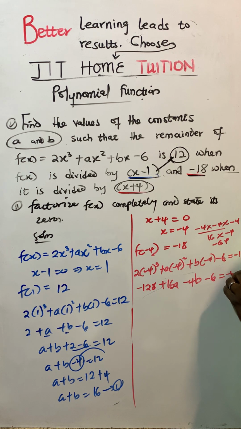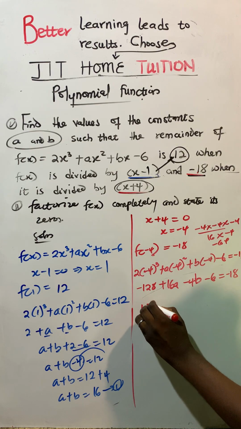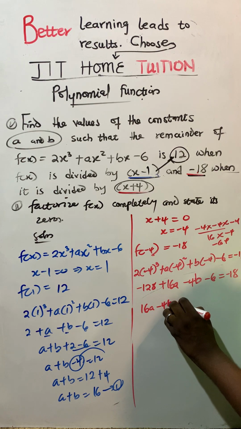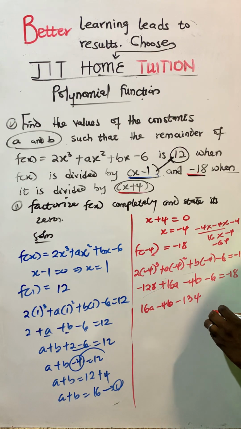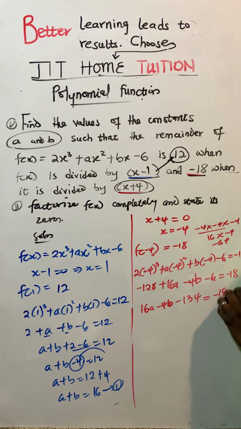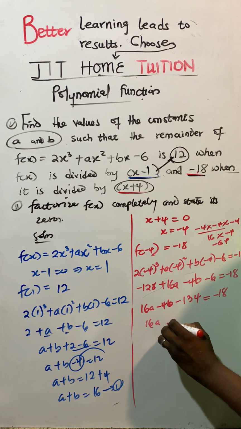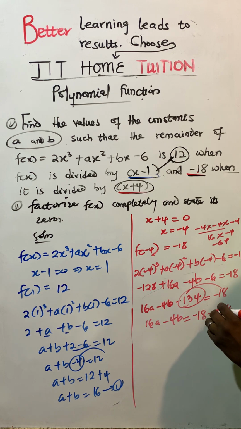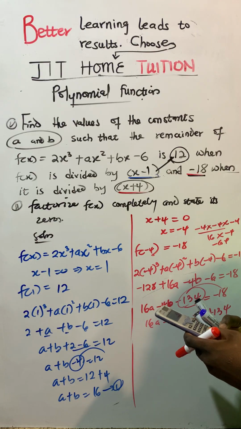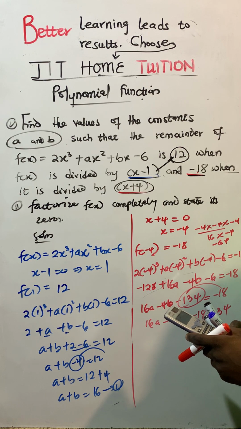And you have negative 6 equal to negative 18. So you have 16a minus 4b. Okay, this one plus this will give you negative 134 equal to negative 18. So you have 16a minus 4b, then this one will move to this side, equal to negative 18 minus 134. Okay, now here it is negative, it becomes positive. So you have 128 plus 6.